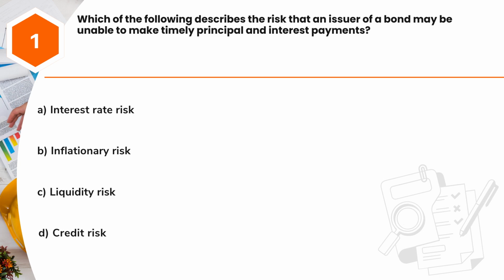Question 1. Which of the following describes the risk that an issuer of a bond may be unable to make timely principal and interest payments? A. Interest rate risk. B. Inflationary risk. C. Liquidity risk. D. Credit risk.